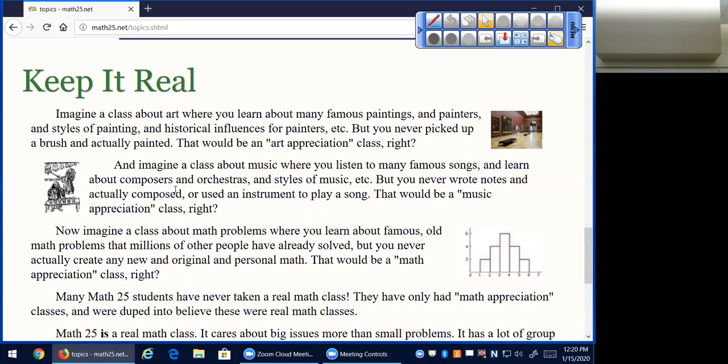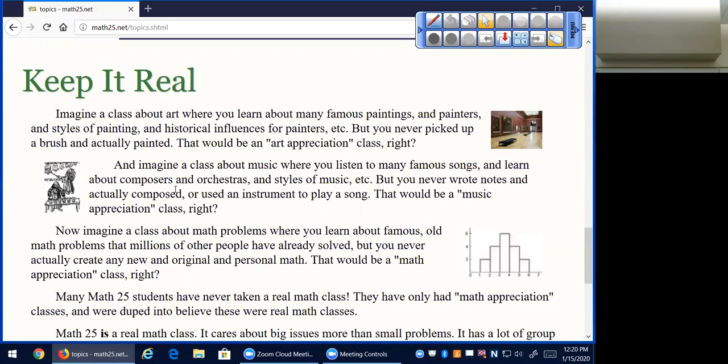You're not painting. Or imagine a class about music where you listen to famous songs and learn about composers and orchestras and styles of music all around the world, but you never actually wrote any notes or composed or used an instrument to play anything. That would be music appreciation, right? Not a music class. So pretty much everyone here has never actually had a math class.